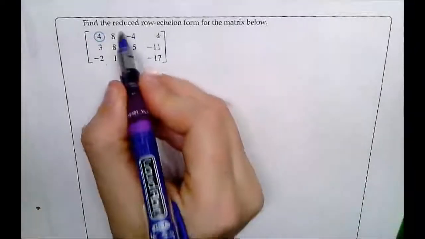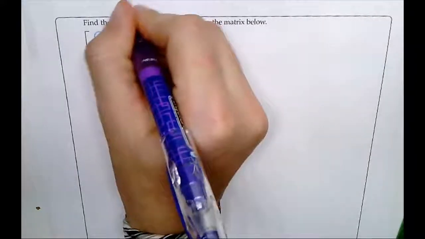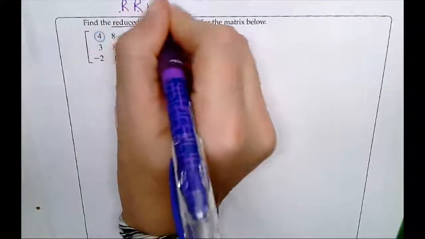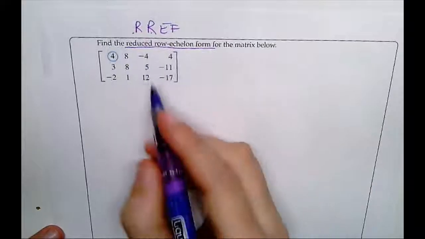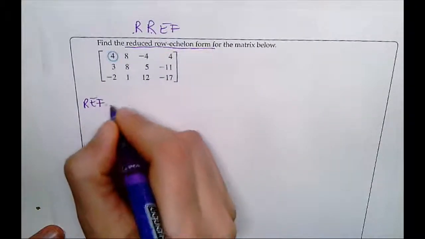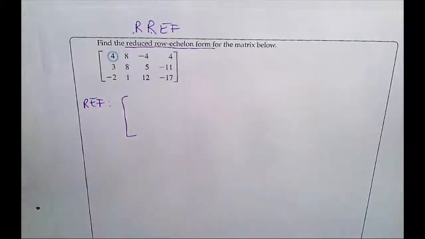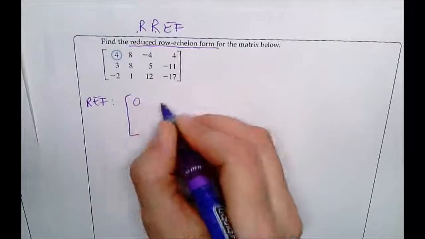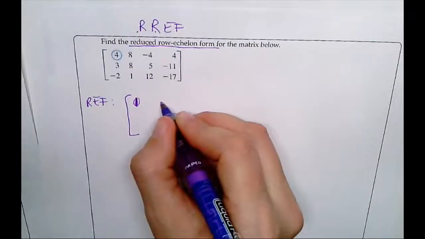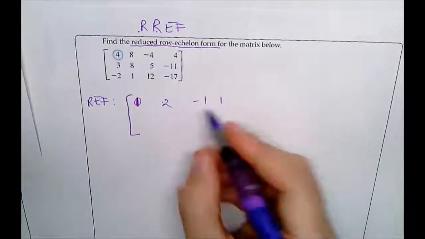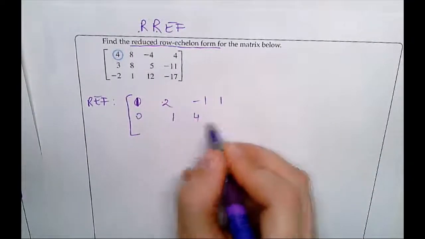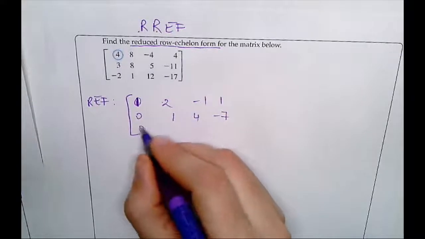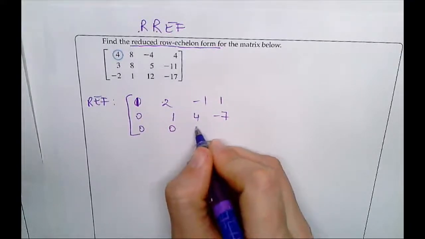So to find the reduced row echelon form, basically this is the same matrix, and we found that the row echelon form was, well, let's see what it was. It was this right here. I'm sorry, 1, 2, negative 1, 1, 0, 1, 4, negative 7, 0, 0, 1, negative 2.